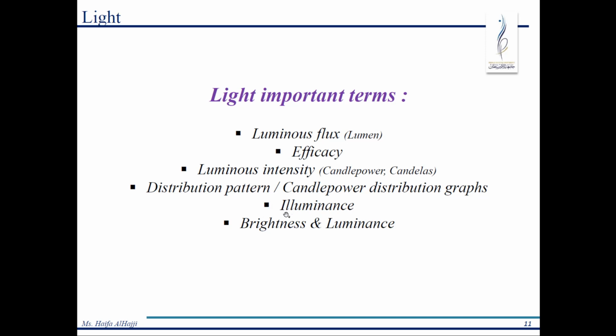Now, illuminance, and we have brightness and luminance. Illuminance is how much light is actually falling on a surface. And brightness and luminance is how much light is being reflected off the surface so we can see it or it reaches the other areas of a space.